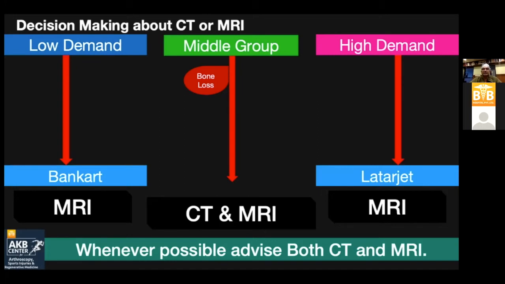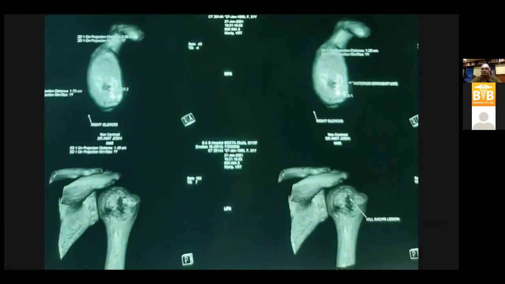As far as the CT scan is concerned, we don't need small cuts of the CT scan. These are the four pictures that we need. This is of both the sides, the affected and the normal side, and this is known as the en-face view. So an end-on view of the glenoid is what is required. To measure the bone loss, you need both shoulders' en-face view of the glenoid. And the second you need is a posterior aspect of the humeral head.